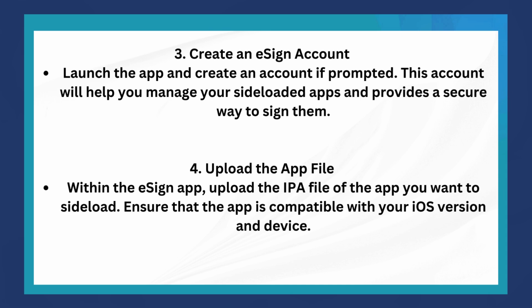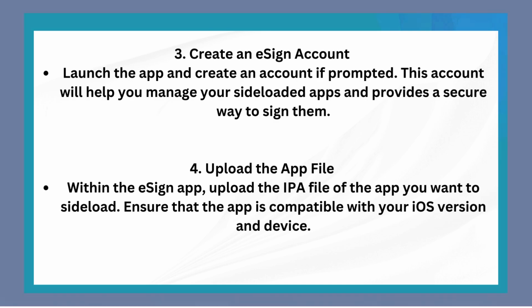The second last step is to upload the app file. Within the Esign app, upload the IPA file of the app you want to sideload. Ensure that the app is compatible with your iOS version and device.